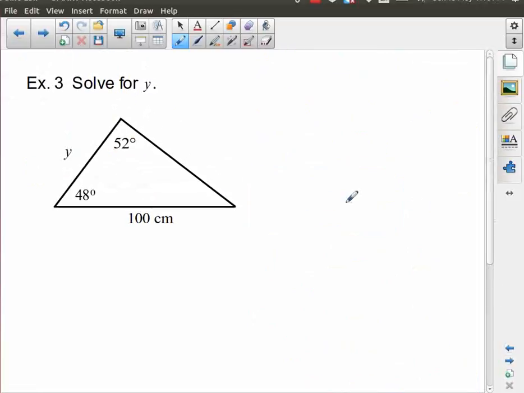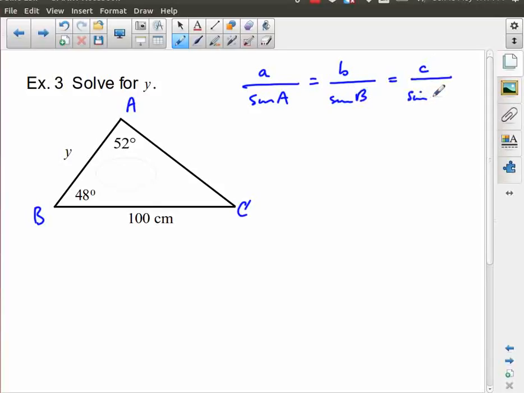Okay, so now I think this is our last example. We've been asked to solve for the side length y. And since this one is adding some additional complexity, I'm going to label it in the way that you're probably more comfortable with. I'm looking for a side of y. So before I do that, I'm going to write out, I'm looking for side lengths, so I'm going to use the form a over sine a equals b over sine b equals c over sine c.